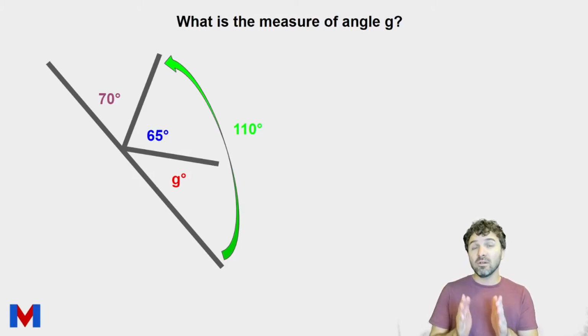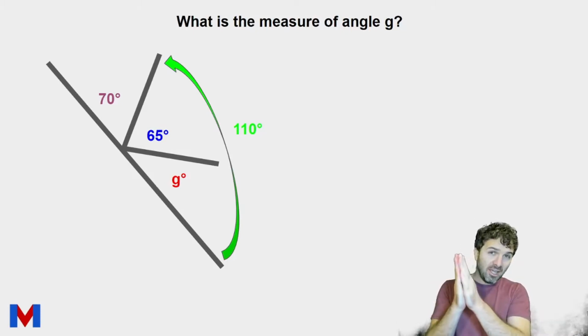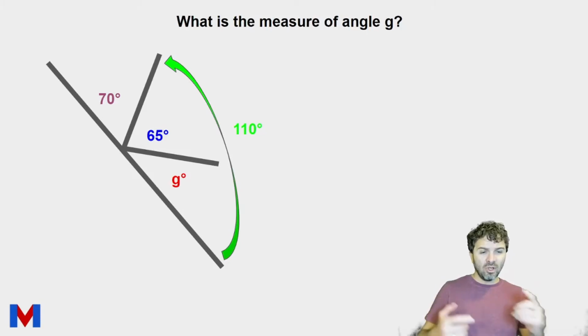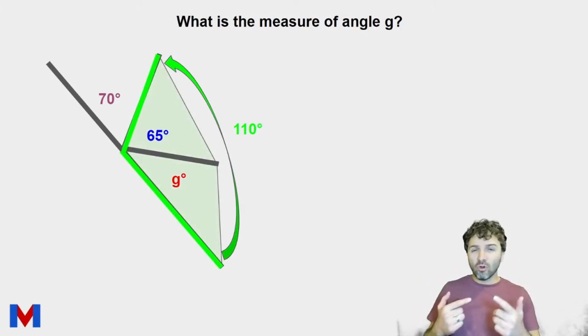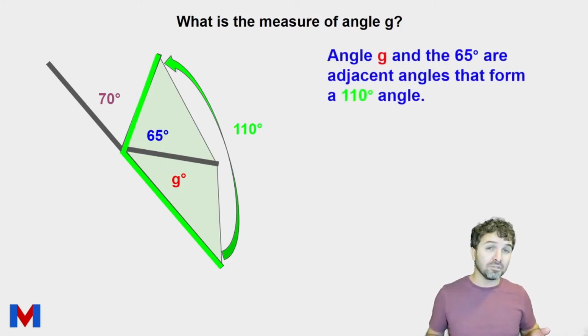Adjacent angles are where you have two angles that share a side to form a larger angle. So for example, we have the 65 and the G that both form that 110 degree angle there. So that means that the 65 and the G are adjacent angles.